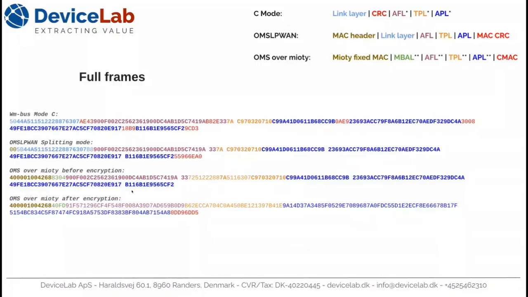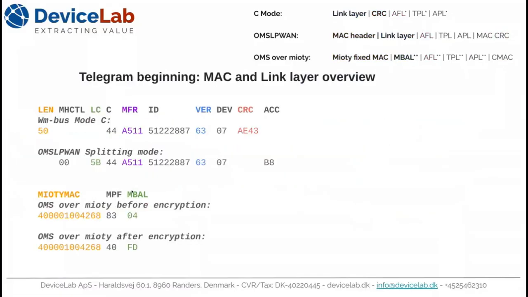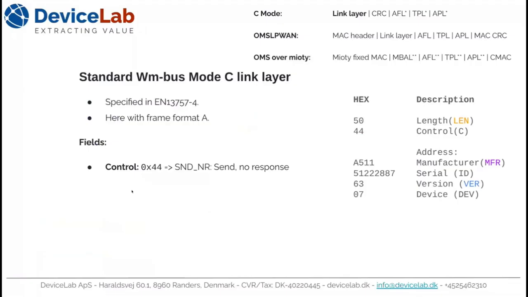Now let's look closer at the details of this. First, we're going to start at the beginning. In the start of the telegrams, we have some information about the type of telegram and the address of the devices. Now, as we heard before, for OMS over mioty, we don't really have the device address here. We have the local address used for the communication with the base station. We'll get back to how we handle this.